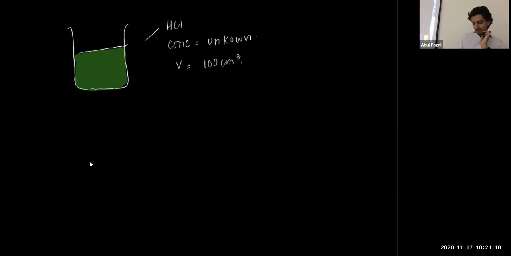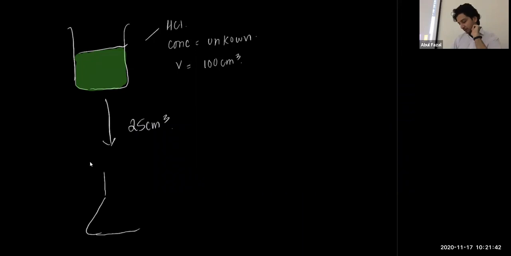So before I set out to figure out the concentration of hydrochloric acid, I focus on some safety measures. One is that I use a pipette to extract exactly 25 centimeter cube of acid, and I pour it into a conical flask. Okay, I extracted 25 centimeter cube.